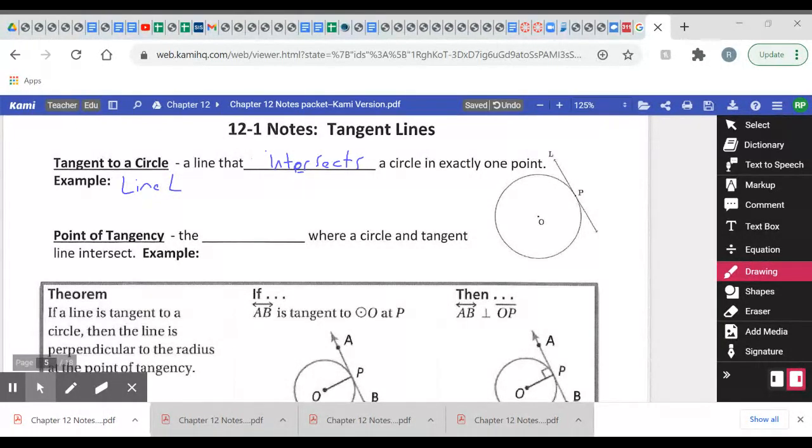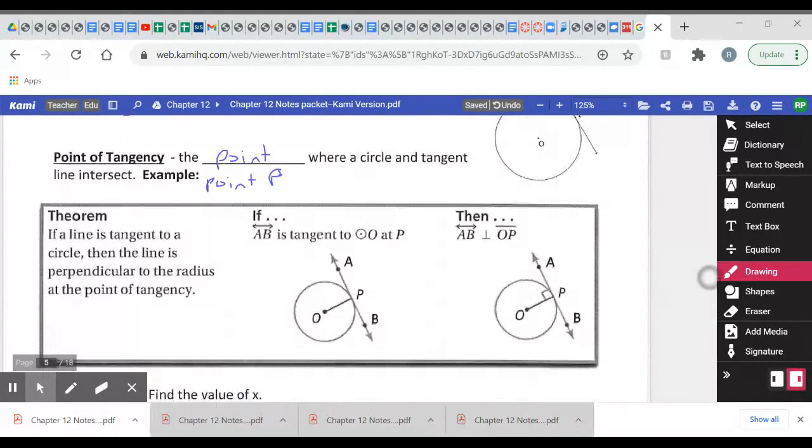Okay, the point of tangency is the point where a circle and tangent line intersect. In this particular picture, point P is the point of tangency. That's where line L touches a point on the circle.